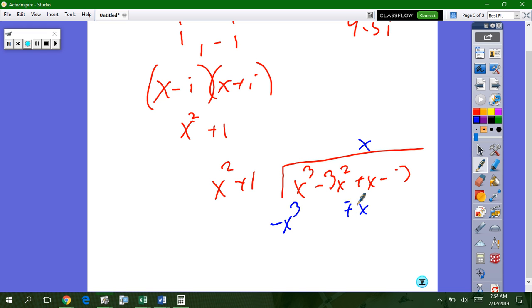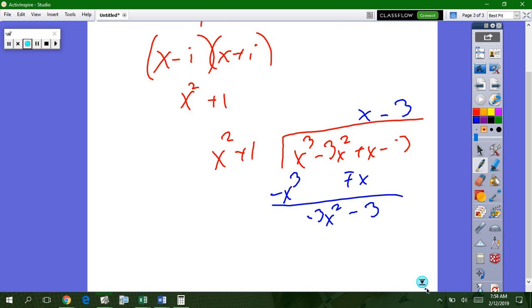If I go ahead and go through long division, how many times does x squared become x cubed? x. Switch my signs. How many times does x squared become negative 3x squared? Negative 3. So that would be negative 3x squared minus 3. Switch my signs. Notice I get 0. And there's my other 0.